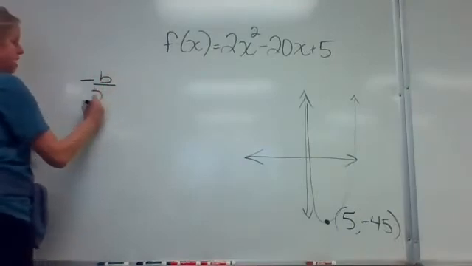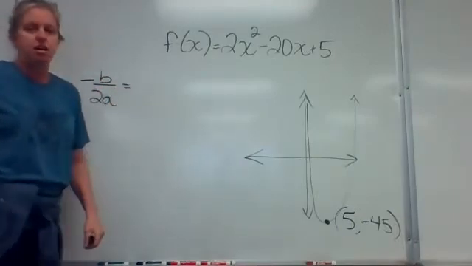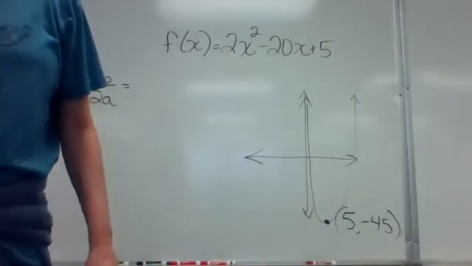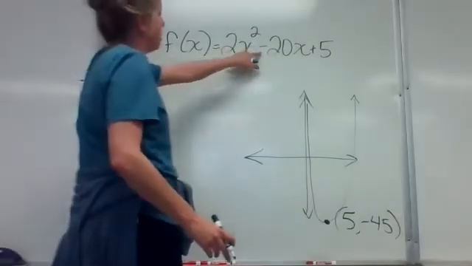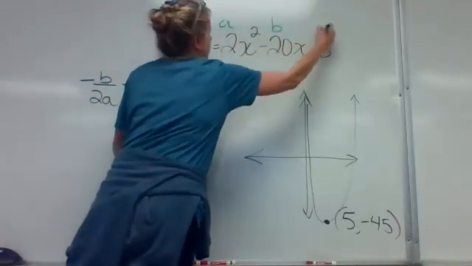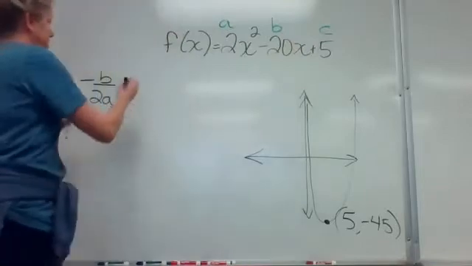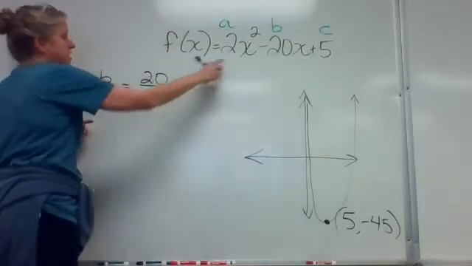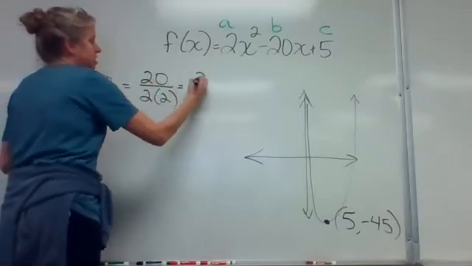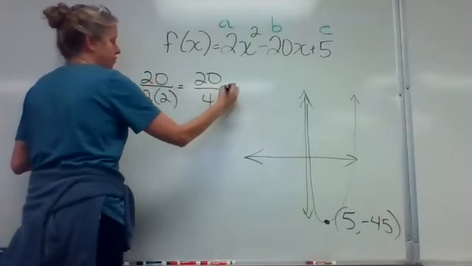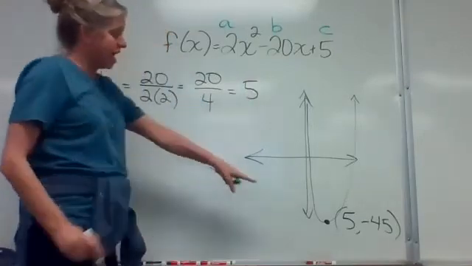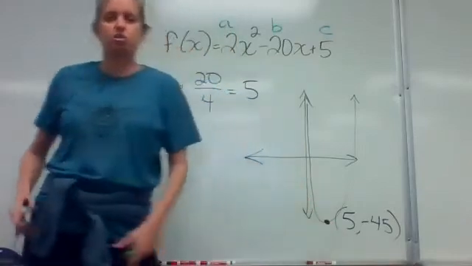The way to do it on paper is to find the vertex. The opposite of B over 2A will give you the x coordinate of your vertex. So let's see, here's my B. So the opposite of it will be positive 20 over 2 times A, which is 2 times 2. So now I have 20 over 4, which is 5.